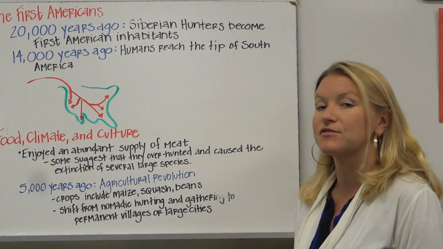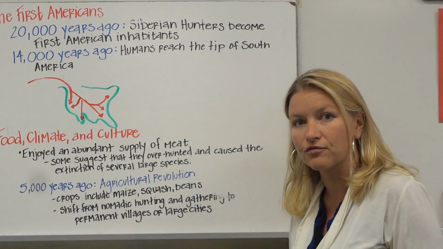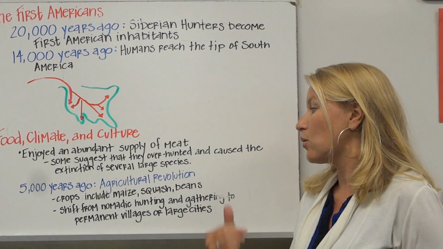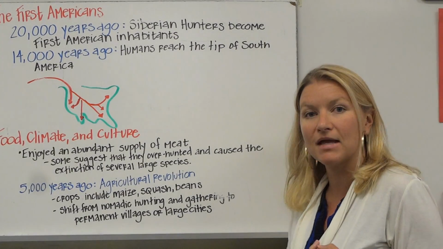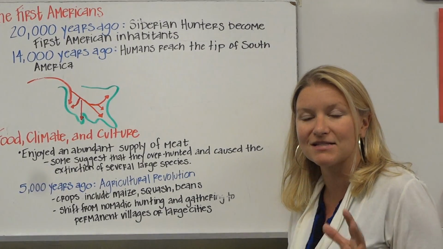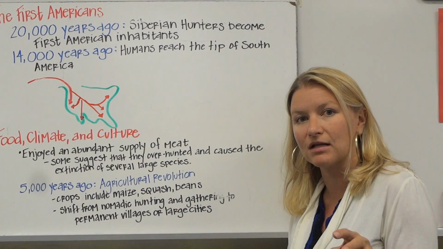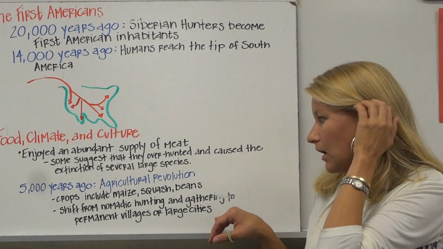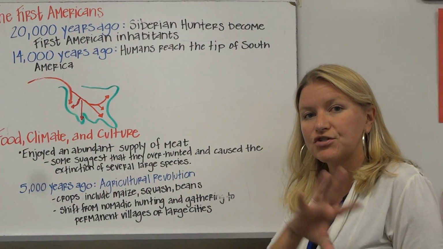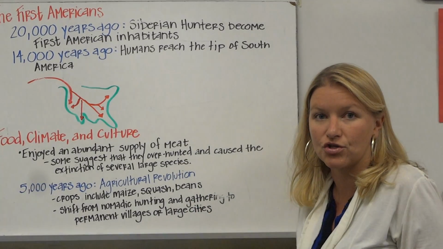Then about 5,000 years ago, we're going to have our first agricultural revolution. Agriculture, of course, is farming. So crops started to be grown by these tribes, including maize, squash, and beans. Maize is kind of like corn. We're going to start to see that agriculture allowed the Native Americans to settle into one general area, shifting from that nomadic hunting and gathering to permanent villages and larger cities.